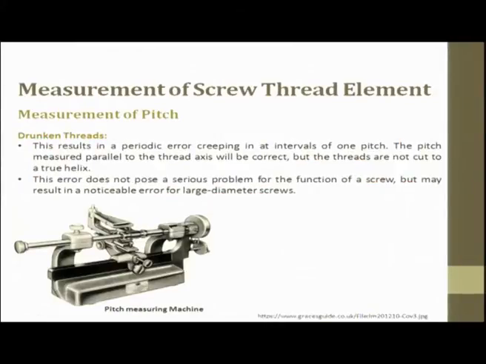The drunken error results in periodic error creeping in at intervals of one pitch. The pitch measured parallel to the thread axis will be correct, but the thread is not cut to the true helix angle, then you have a drunken thread error, otherwise called irregular error. This error does not pose a serious problem for the functioning of a screw, but may result in a noticeable error when using large diameters.